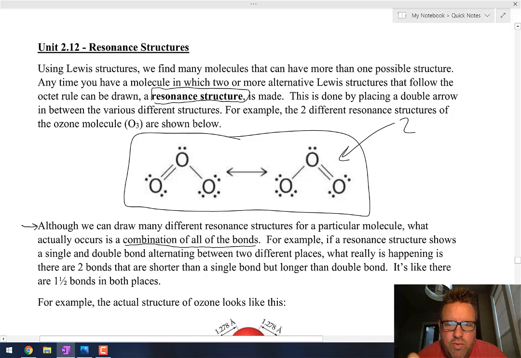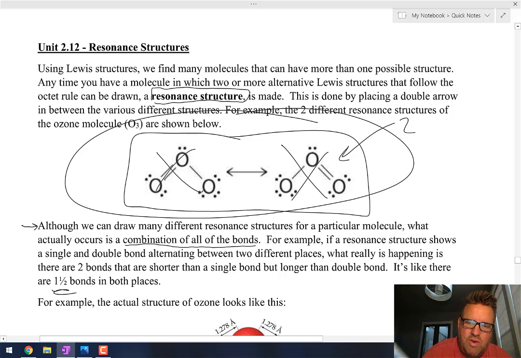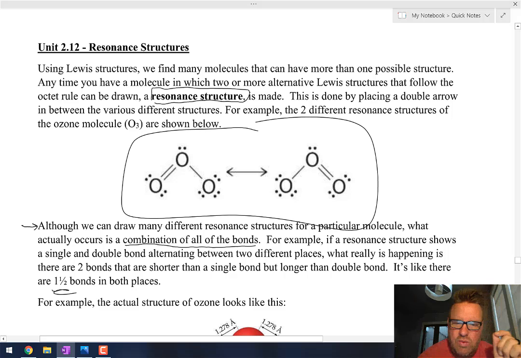For example, if a resonance structure shows a single bond and a double bond alternating between 2 different places, like this example right here, what's really happening is that there are actually 2 bonds that are exactly the same length, that are longer than a double bond and shorter than a single bond, okay? It's almost like there's a bond and a half in both places. So this one isn't right, this one isn't right, and unfortunately we don't really have a way of drawing it the correct way, so what do we do? We draw it this way.